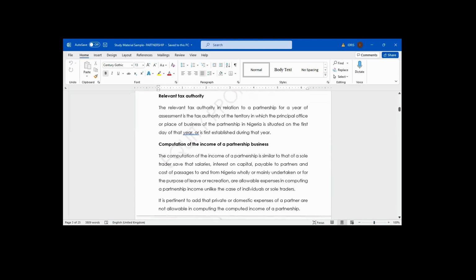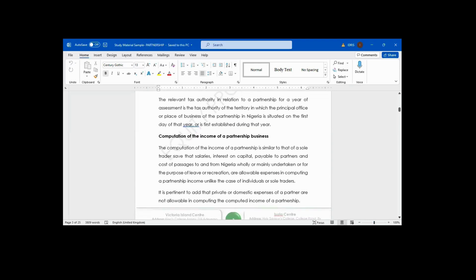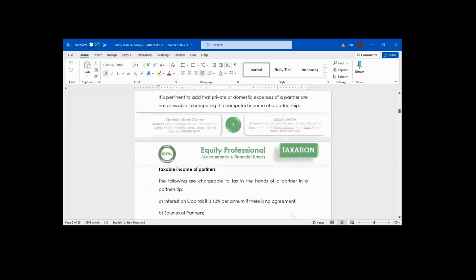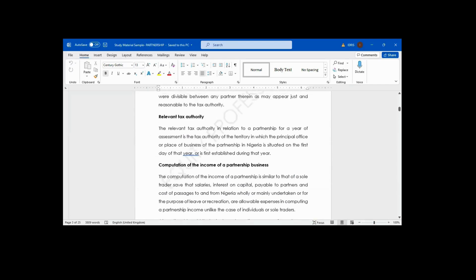Now, the next thing is computation of income of a partnership business. How do we compute the income of a partnership business? If we want to compute the income of the partnership business, that means we want to compute the adjusted profit.